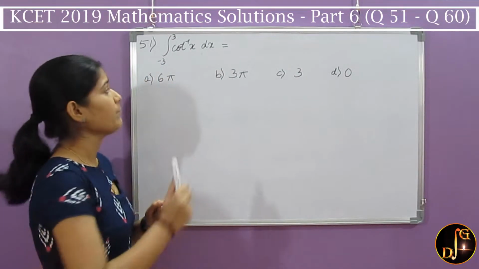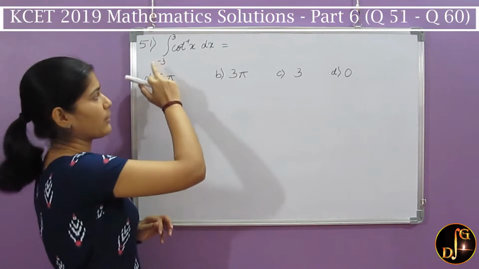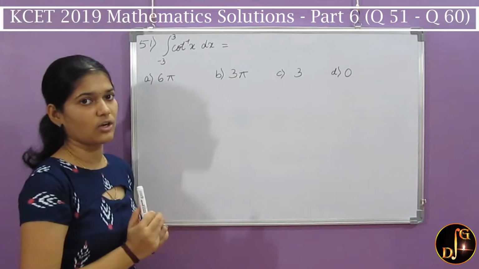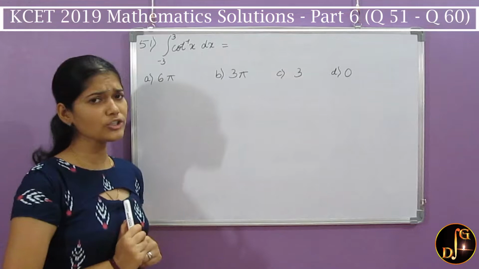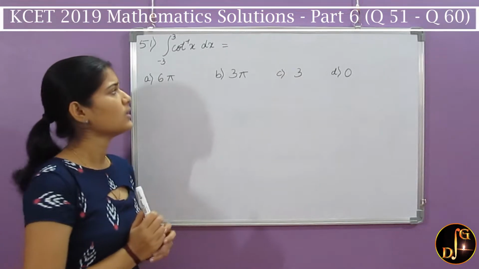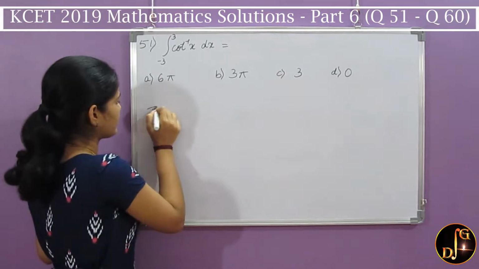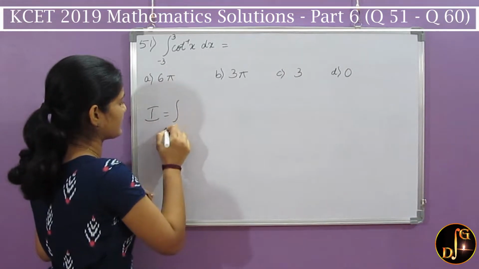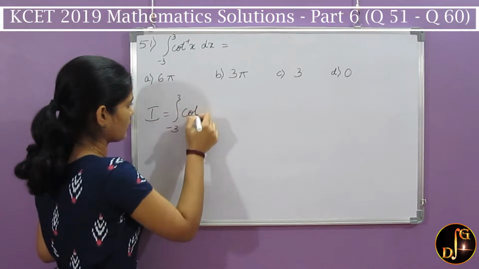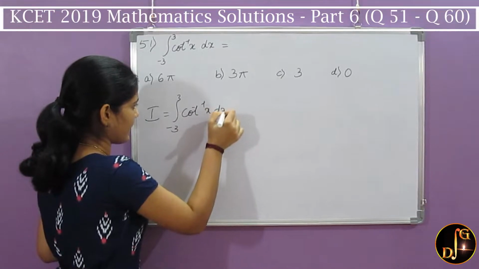In this problem, they have asked us the integration from -3 to 3 of cot inverse of x dx. How to solve this problem? Let's try solving. Let us take this, the integration from -3 to 3 of cot inverse x dx, as I.